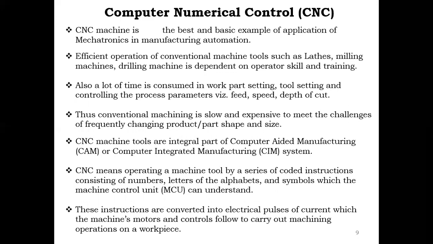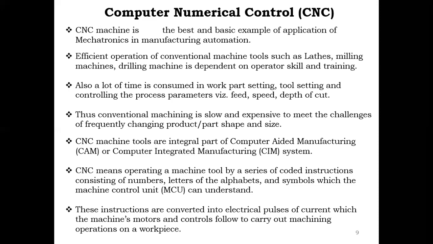If you code something, it will produce something. So it will not depend on the operator skill and training. CNCs all depend on the programming and processor. A lot of time is consumed in work part setting, tool setting, and controlling the process parameters of a conventional machine. Thus conventional machining is slow and expensive to meet the challenges of frequently changing product, part shape, and size.